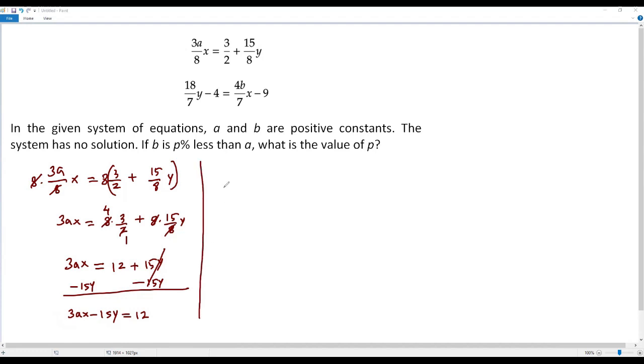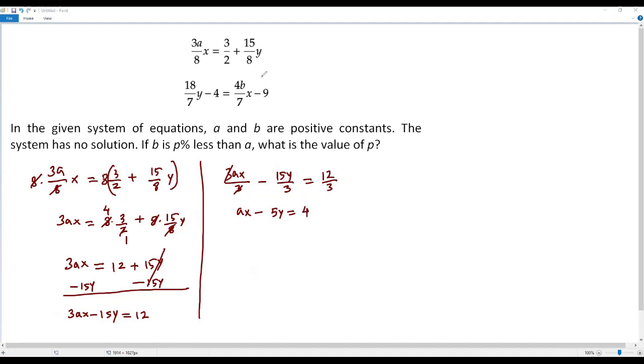Okay, now let me do it over here. Let me divide the first term 3ax by 3, then the second term negative 15y by 3, and on the right side 12 by 3. Here this 3 will cancel out. I'm getting ax and negative, when I divide 15 by 3, I'm getting 5, that is 5y. On the right side, when I divide 12 by 3, I'm getting 4. Here I got the first equation in standard form.